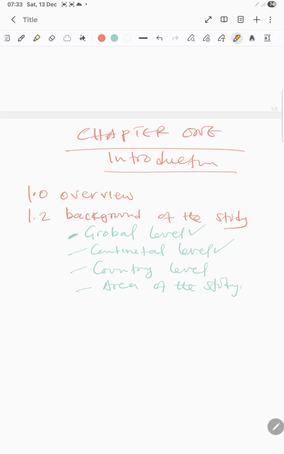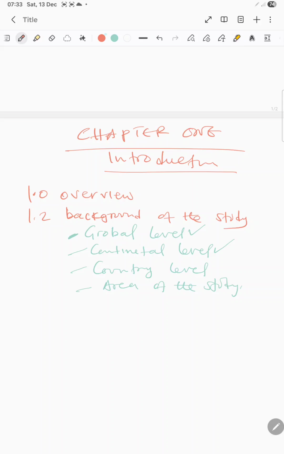So we don't write the background of the study incognito. To write it incognito means that you are just bringing your own knowledge without giving respect to people that have written on the same topic before you. So it is very, very important that you acknowledge these people as you are writing your research.